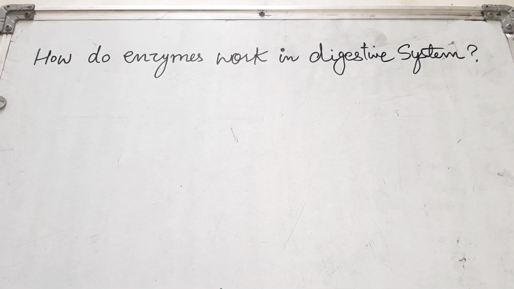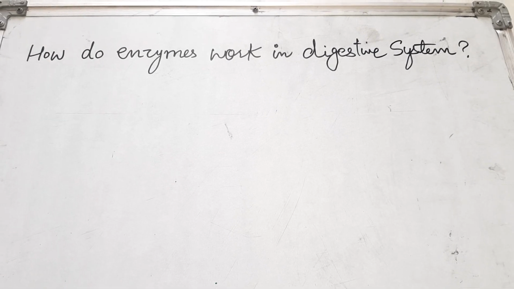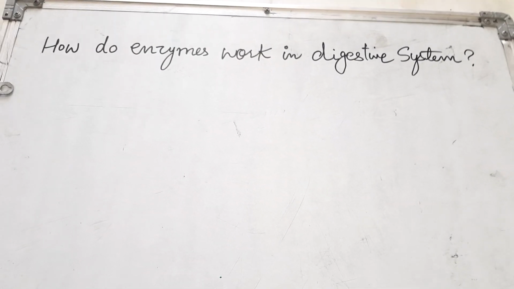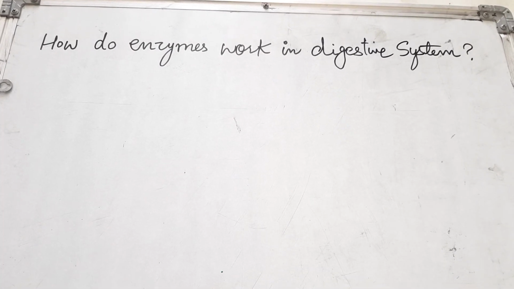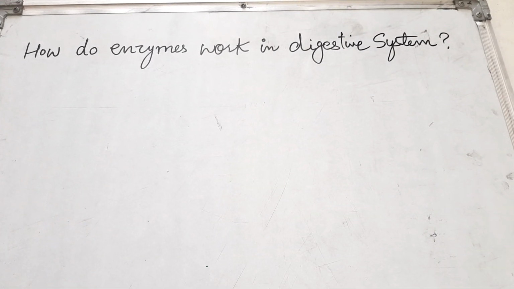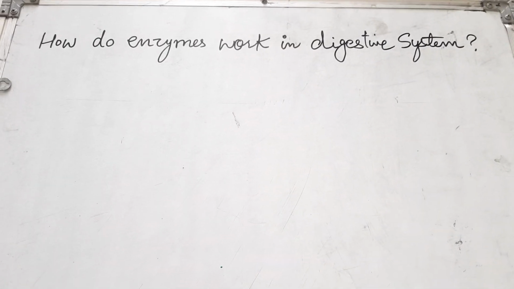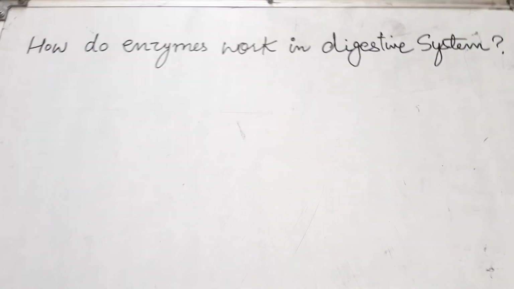In this video, we are going to discuss how different enzymes work in the digestive system. The food which we take in has protein, carbohydrates and fats. So how are these complex molecules digested in our body and converted into simple ones? We will take them up one by one.